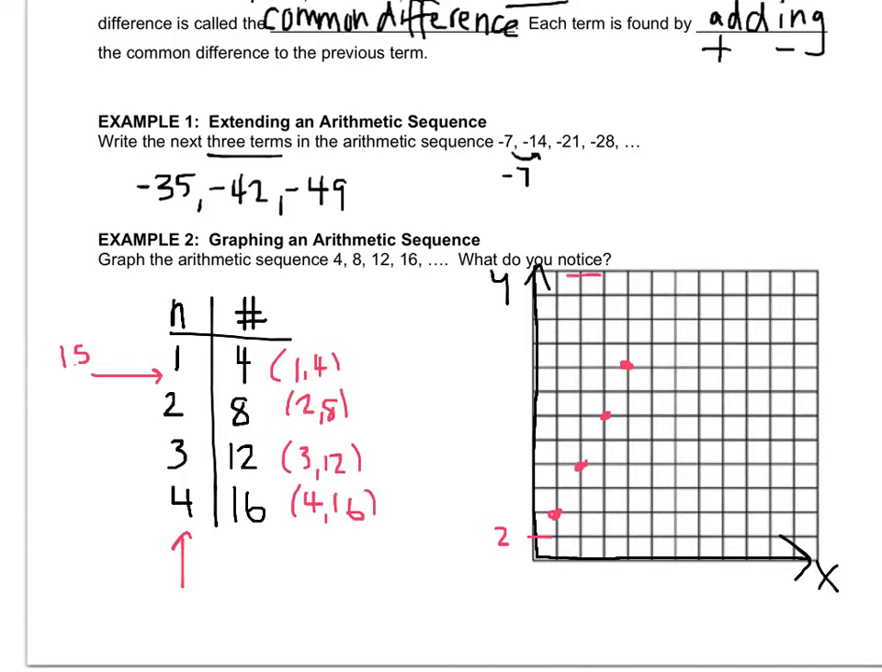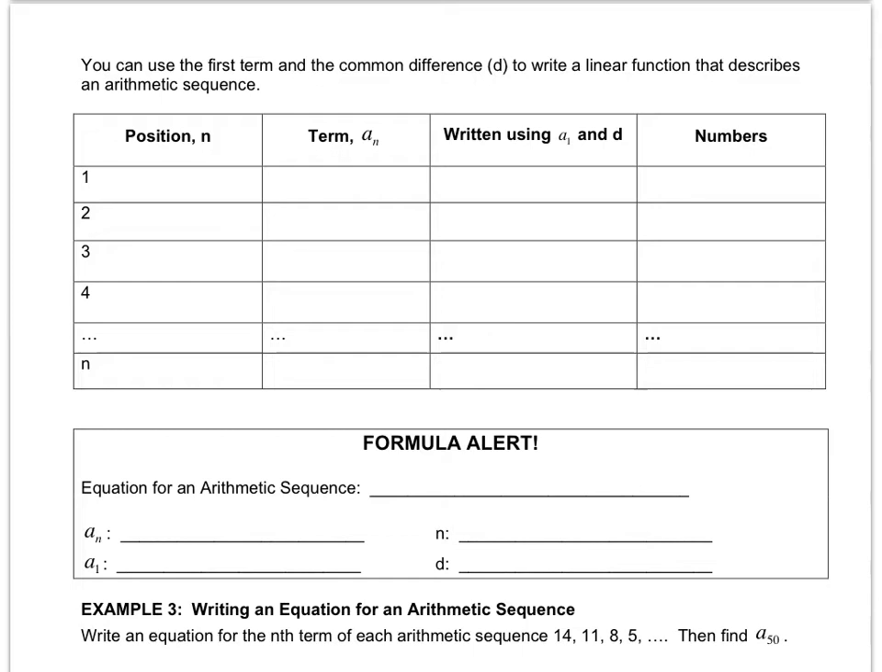And what they're asking me is, what do I notice? I notice that it's linear. And arithmetic sequences will always be linear. So you'll know that you have an arithmetic sequence when they create a line. You can use the first term and the common difference to come up with a linear function for the sequence.